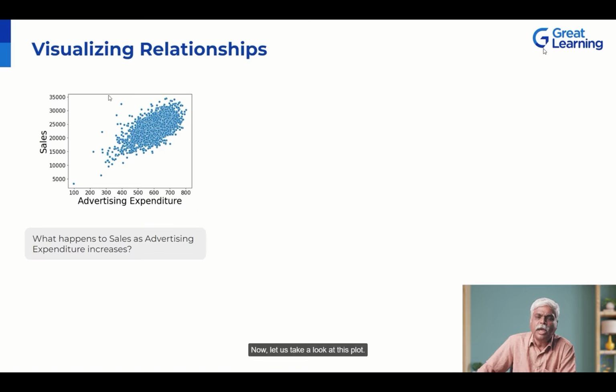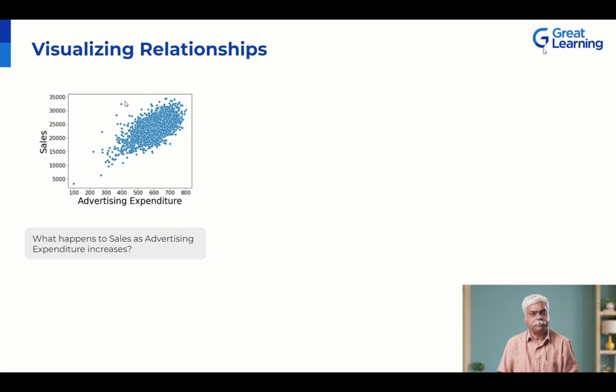Now, let's take a look at this plot. What is in this plot? This plot has a number of points. Each point represents a particular situation. For example, the point near the top could be representing a situation of an advertising expenditure around 400 and sales of somewhere between 30,000 and 35,000. That is a point. What might the point represent?